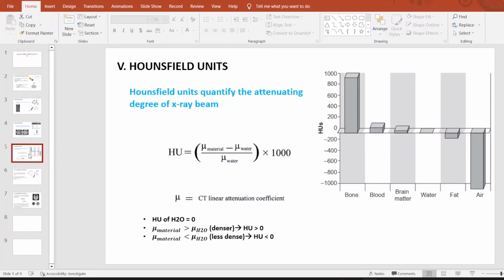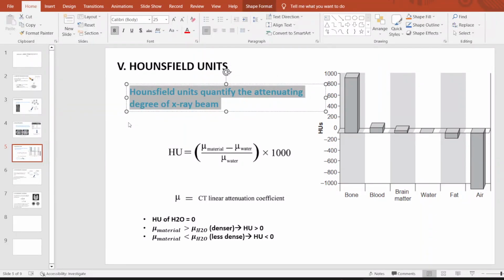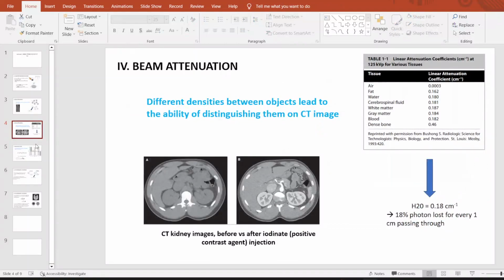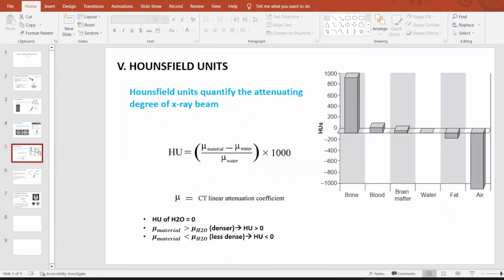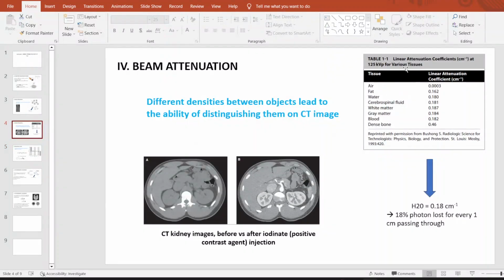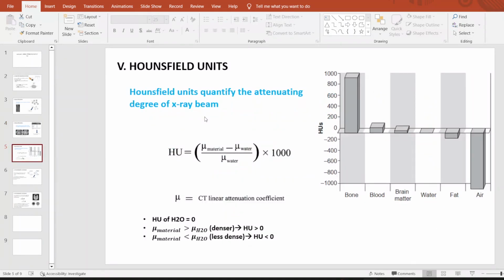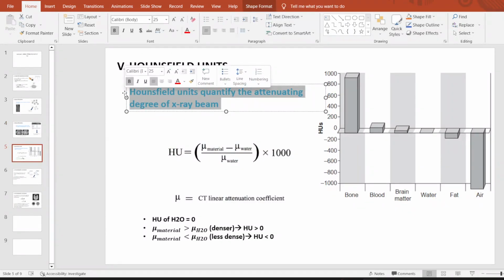And let's go to part 5, Hounsfield units. This is cool too because you can see the definition of Hounsfield units right here. The Hounsfield units quantify the degree of attenuation of the X-ray beam, just like the linear attenuation coefficient. So you may ask: why do we have the linear attenuation coefficient already, and why do we need another unit, the Hounsfield unit?